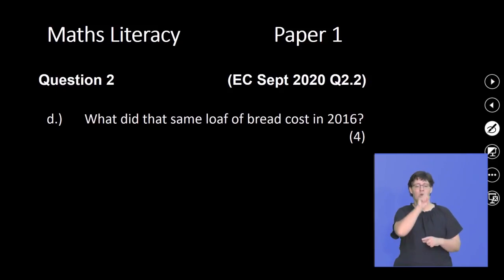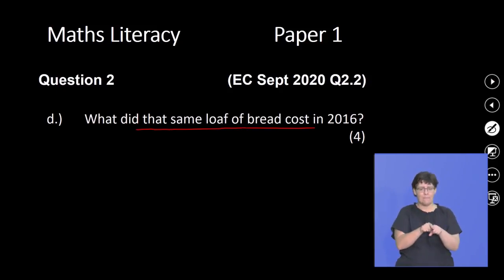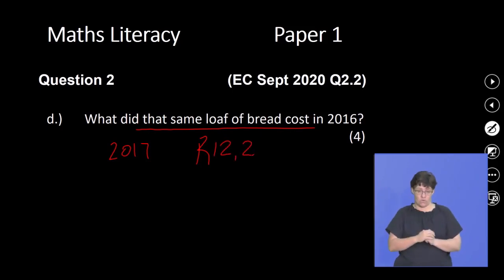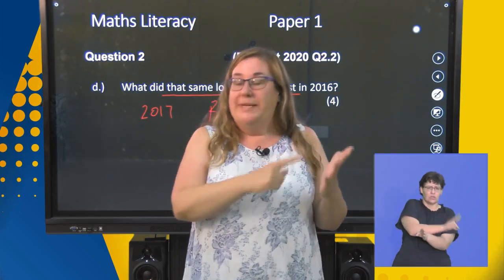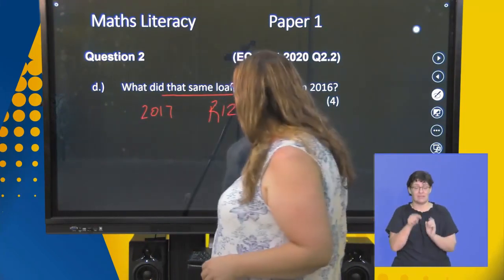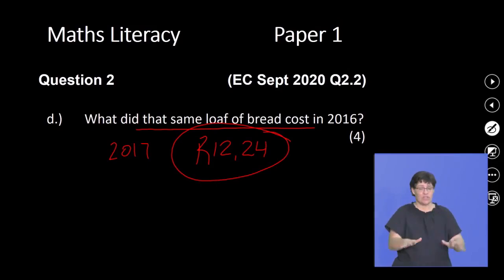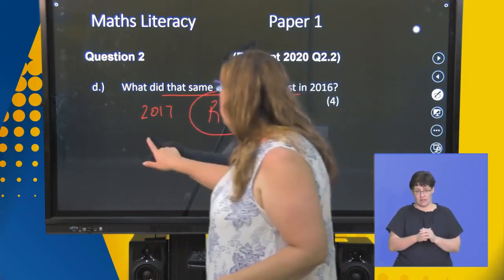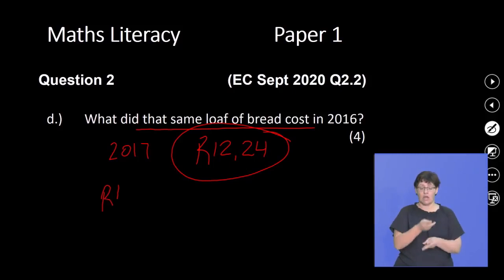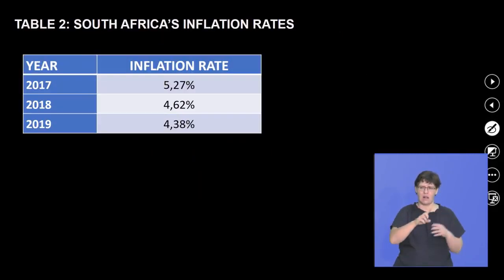Right, and then we've got a question, what did the same loaf of bread cost in 2016? So now I had my 2017, it was 12 Rand 24. So now how much did it cost in 2016? Now this is important. This has already been increased by the percentage for 2017. So I'm going to write it as a ratio, and I'm going to say my 12 Rand 24 was an amount of 100 and, let's go back to our table, it was 105.27%.